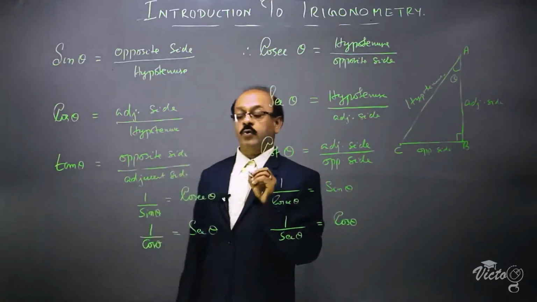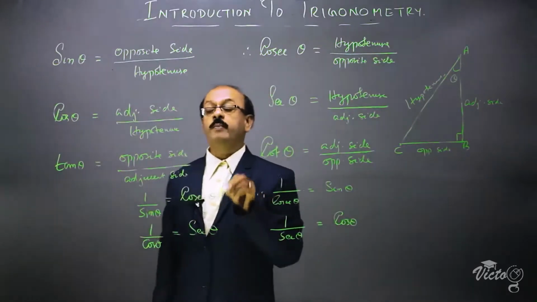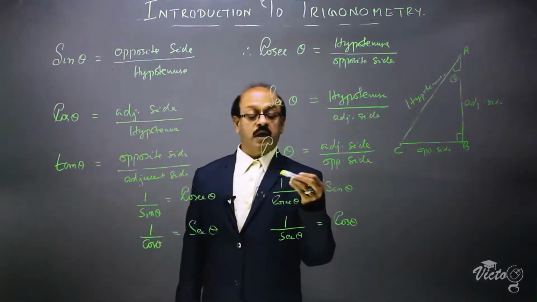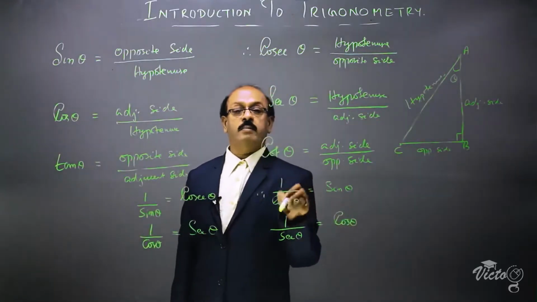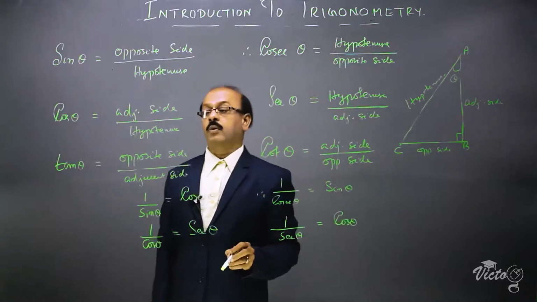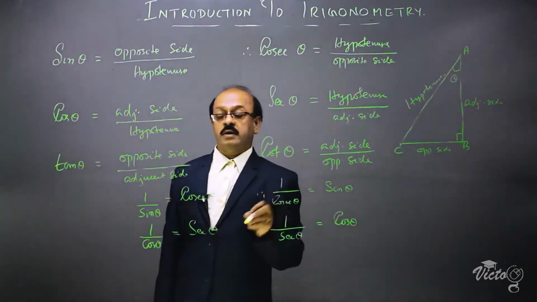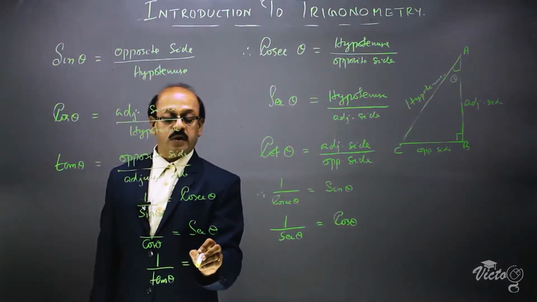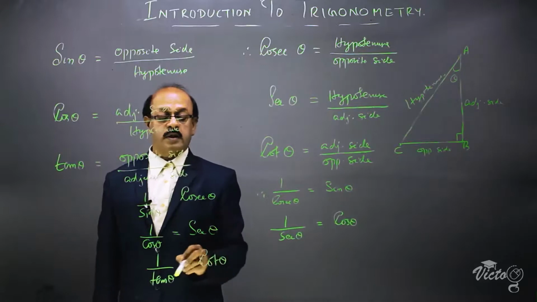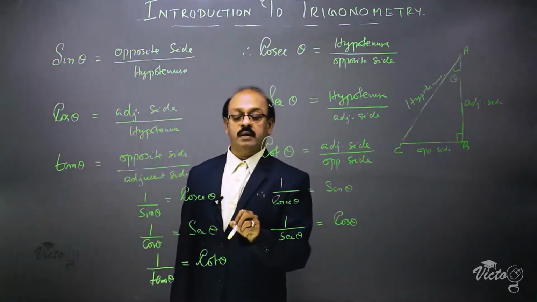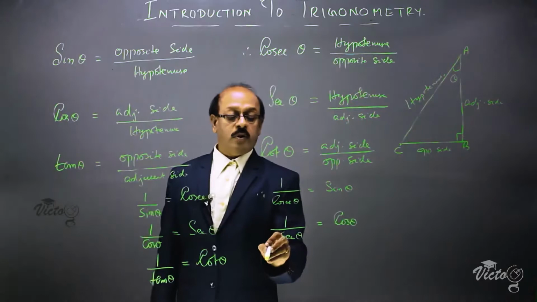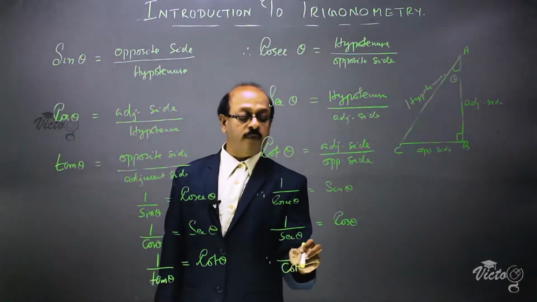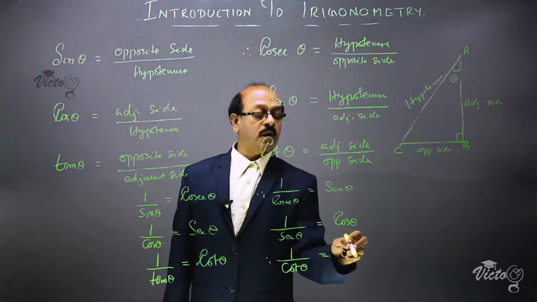If the reciprocal of cos theta is expressed in the form 1 by cos theta, which is equal to sec theta, then the reciprocal of sec theta is equal to cos theta. That means 1 by sec theta is equal to cos theta. Now, the reciprocal of tan theta we can write as 1 by tan theta. 1 by tan theta is equal to cot theta. Therefore, the reciprocal of cot theta is expressed as 1 by cot theta, and 1 by cot theta is equal to tan theta.